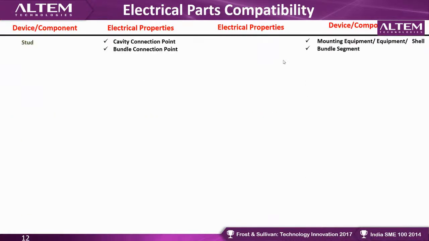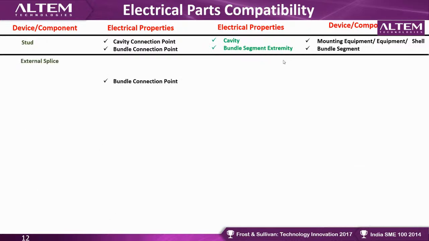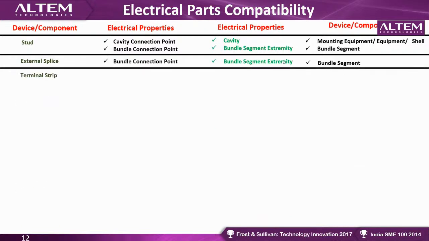So a stud can be mated with a bundle segment, shell, equipment, etc. An external splice can be given a bundle connection point and can be mated with a bundle segment, and a bundle segment can have a bundle segment extremity. A termination strip can have a cavity connection point. It can be connected to an equipment or a shell, and they can have a cavity.